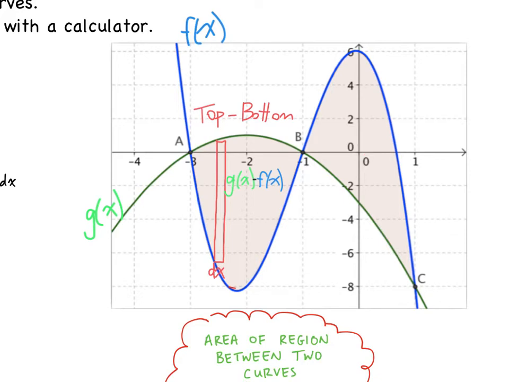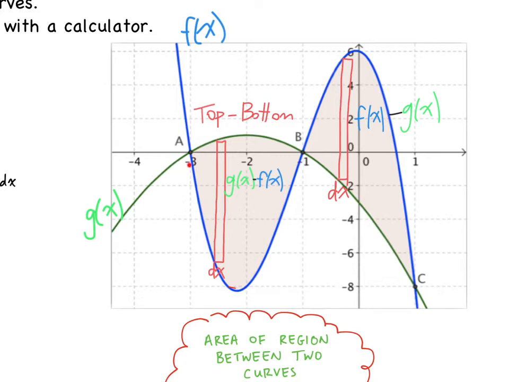If we were to draw that rectangle in, just to visualize it, again, this is much bigger than it really is. Our width is going to be that dx, and the height this time, that top, is going to be f of x minus g of x. So that's how we can talk about the height of these rectangles. Because my width is dx, I need to talk about my limits of integration in terms of my x values. And where does it change?